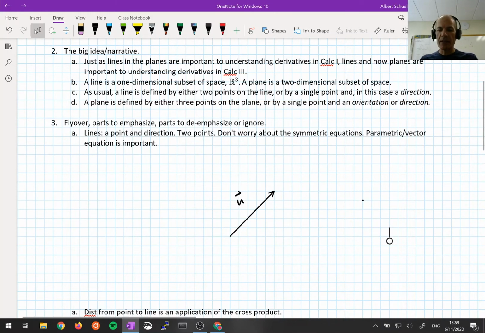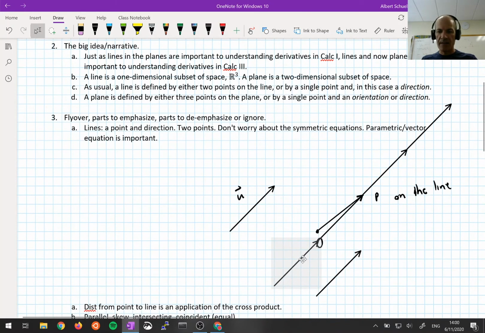Well, what I can do is create a vector. Let's say that the origin is down here. There's the origin. I can create a vector out to that point. So now this is the point P on the line, and this is the vector that gets us from the origin to that point. The way this is going to work is we're just going to move up and down according to t. So if I want to move in the direction of u, I can just keep tacking on copies of this vector u, and I'm going to trace out this line.